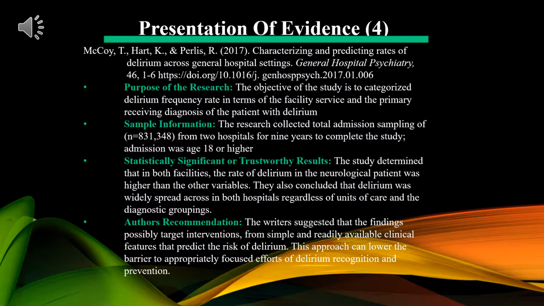Presentation of evidence, Article 4. Topic: characterizing and predicting rates of delirium across general hospital settings. Purpose: the objective of the study is to categorize delirium frequency rate in terms of facility services and the primary receiving diagnosis of the patients with delirium.